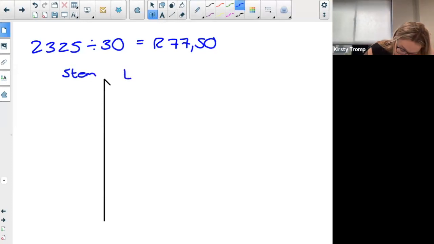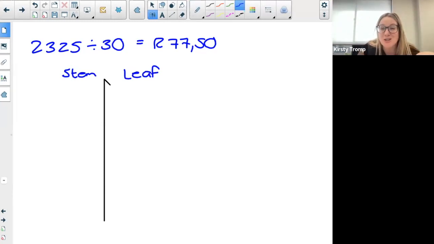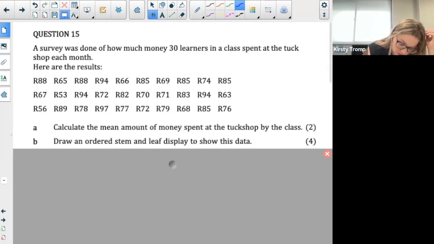And on this side, I'm going to have my leaf here. Now, the easiest way to do this is to start by putting all your numbers in order. There were a lot of numbers here, but if I look at the smallest number I've got, I would say that the smallest number was 53, and the biggest number that I had was 97.